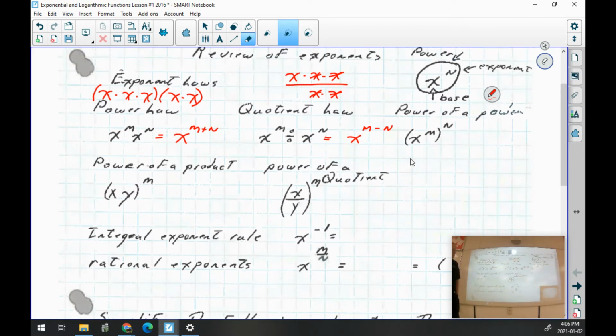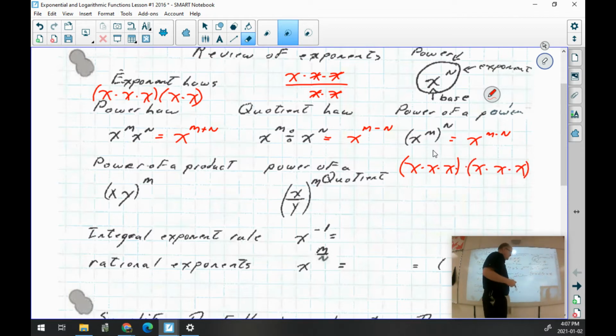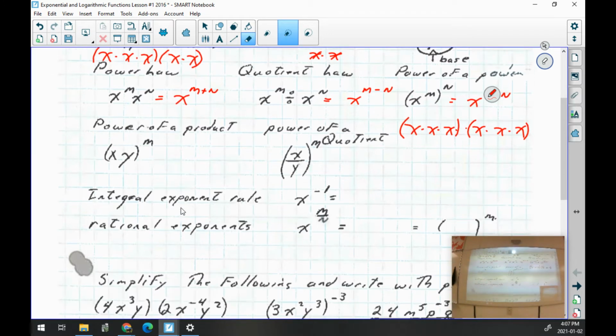If we take some number raised to another number, so x to the power of m, all raised to the power of n, we have the product of those two exponents. Again, we can think about this as x cubed, squared, and we can see our answer is x to the 6. We have 6 x's. These are just different ways of writing these.